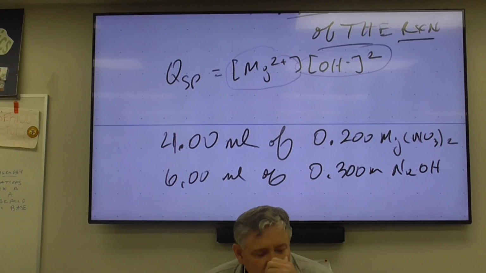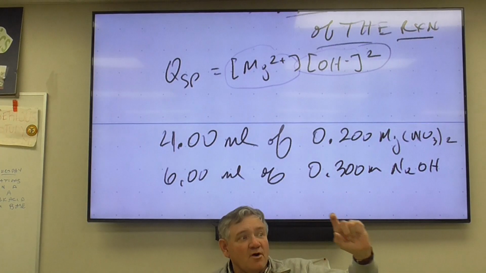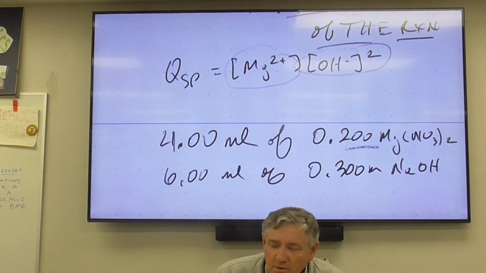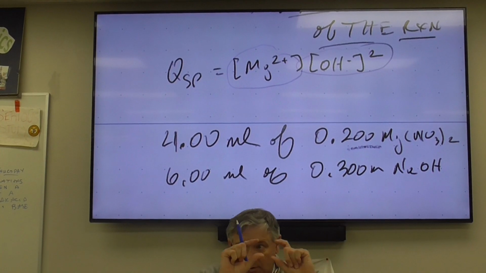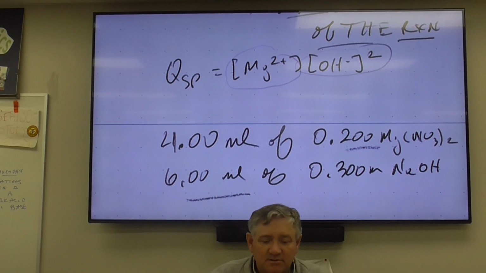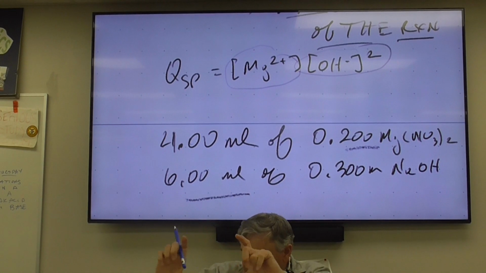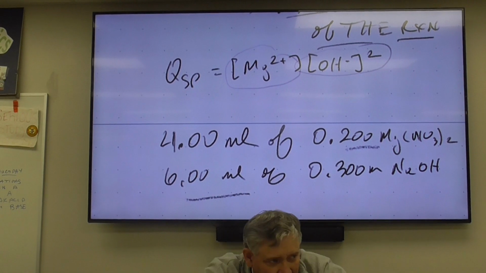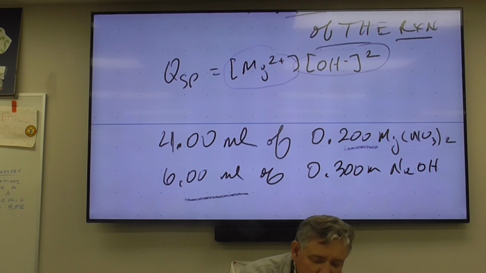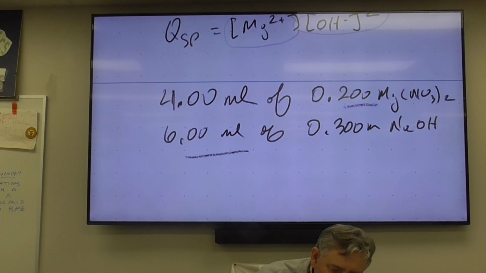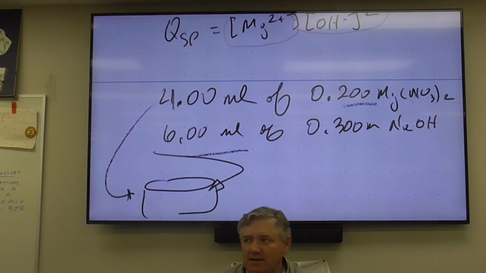Okay. So, this is what you're going to do. You are going to measure out 4 milliliters of a 0.2 molar solution of magnesium nitrate. You're going to measure out in another test tube 6 milliliters of a 0.3 molar solution of sodium hydroxide. So imagine this. I've got 2 different test tubes. Boom. We're dumping together. So when I mix them together, I'm going to put these together inside a beaker.